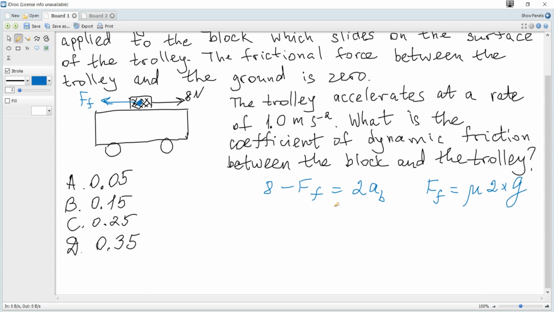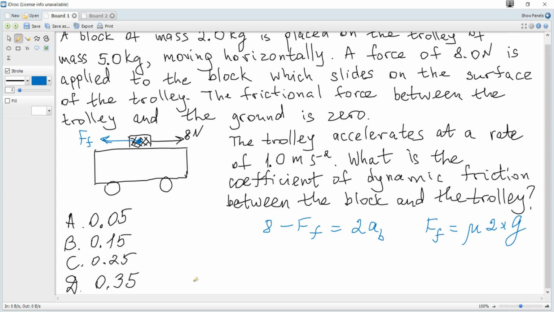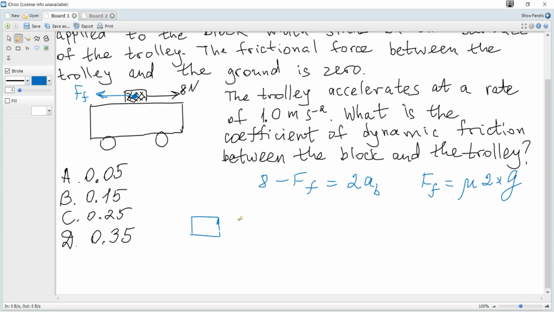But definitely, since the acceleration of the trolley is given, we should also consider the second Newton's law with respect to the trolley. And notice that this force is applied to the block, not to the trolley. And if we consider the trolley, there are what forces?